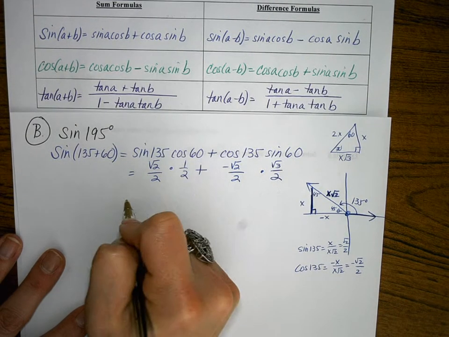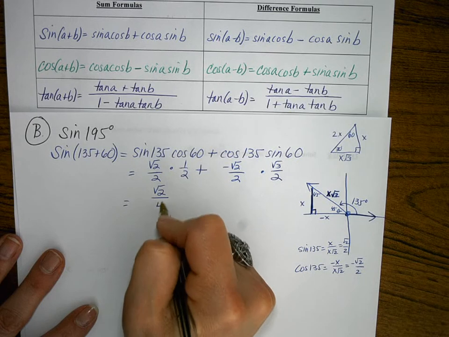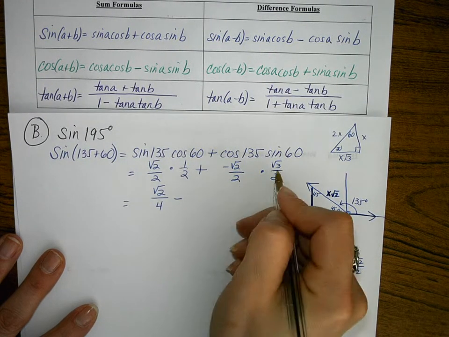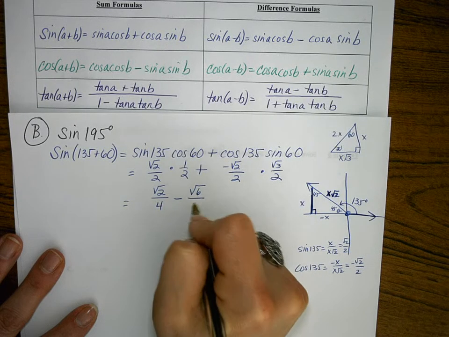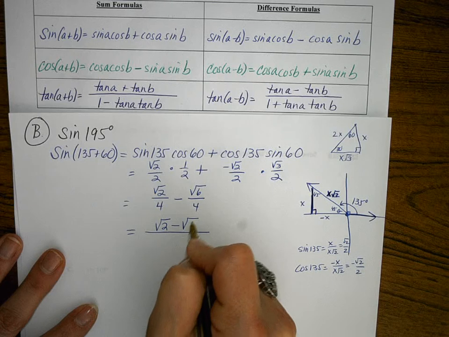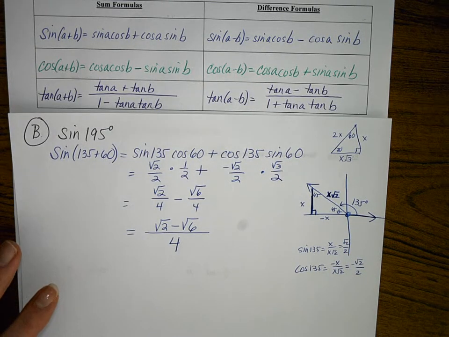We're cleaning it up here. Root 2 times 1 is root 2 over 2 times 2 is 4. Subtract root 2 times root 3, which is root 6, all over 4. So if I clean that up, it's the square root of 2 subtract the square root of 6 all over 4. Exact answers, no decimals. Simplified radicals.